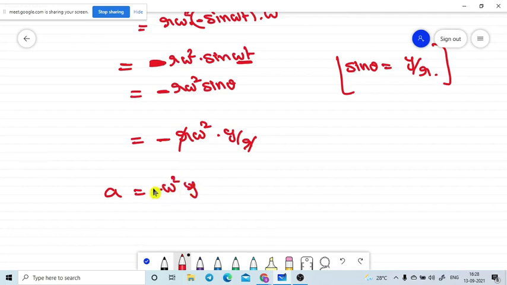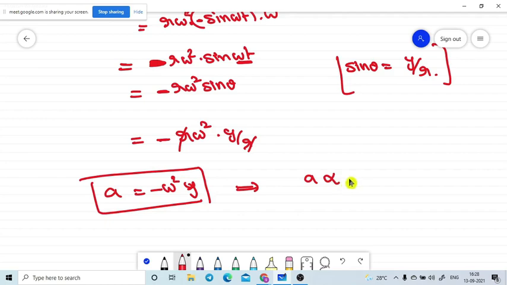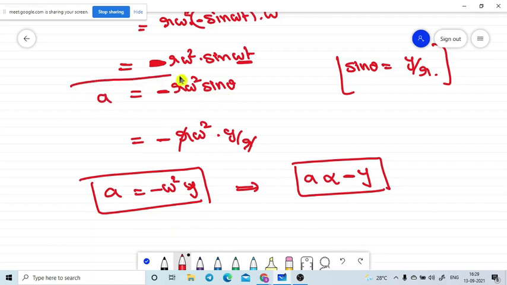Omega square is a constant term, so with the help of this, a is directly proportional to the negative value of the displacement of the particle. This is just the conclusion we used. Now we stopped here: the acceleration of the particle is equal to this formula. We are going to use this one.